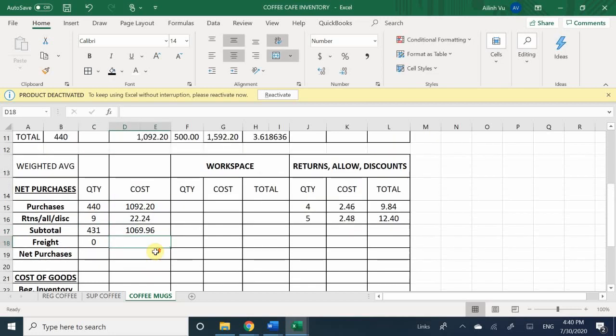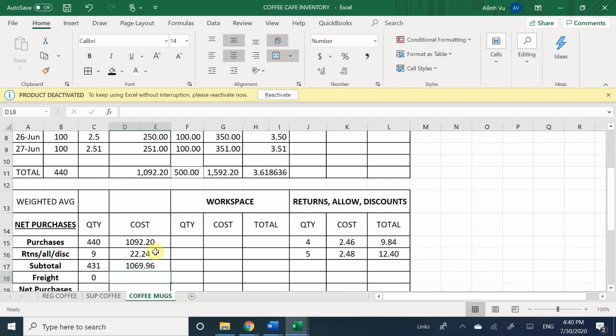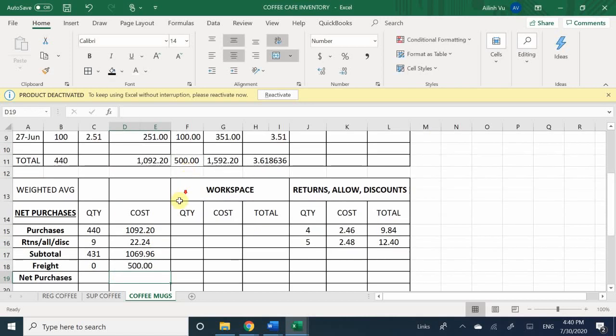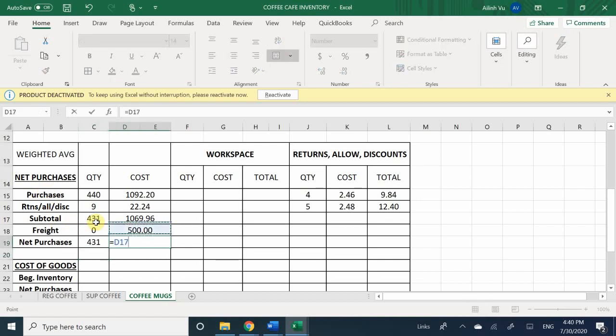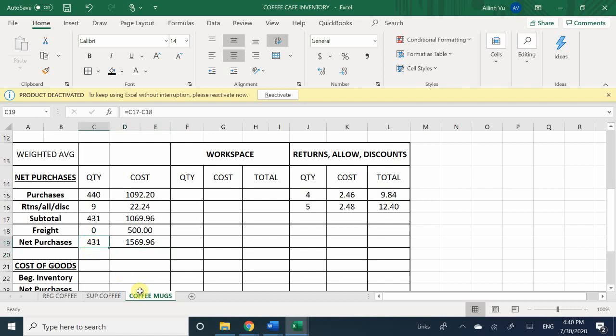How much did your freight cost? 500. Yes, 500. Okay. So what is your new net purchases? We have 431 items, but what is our new total? Oopsies, I subtracted. It's supposed to add. 1,569.96. Yes.